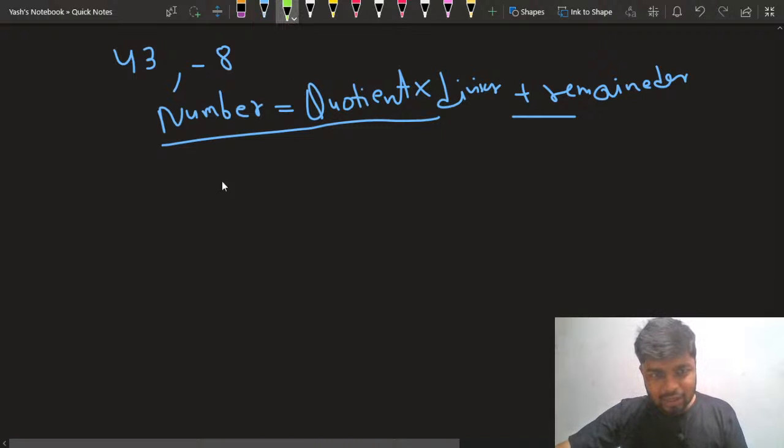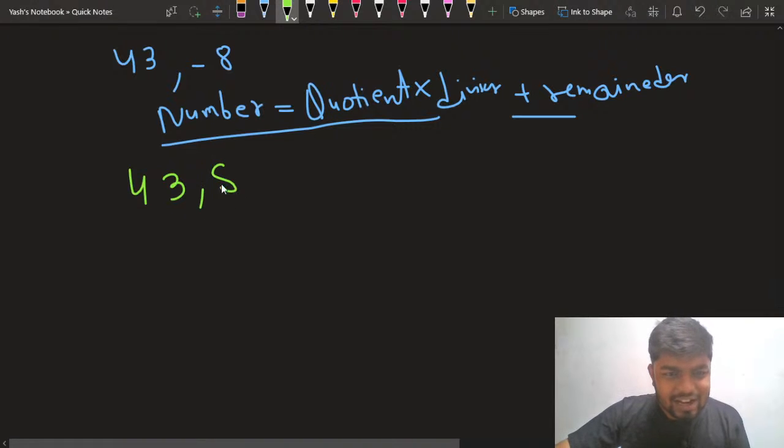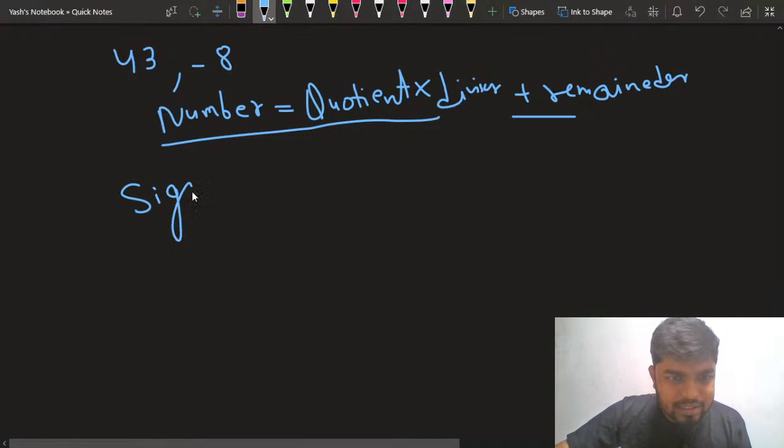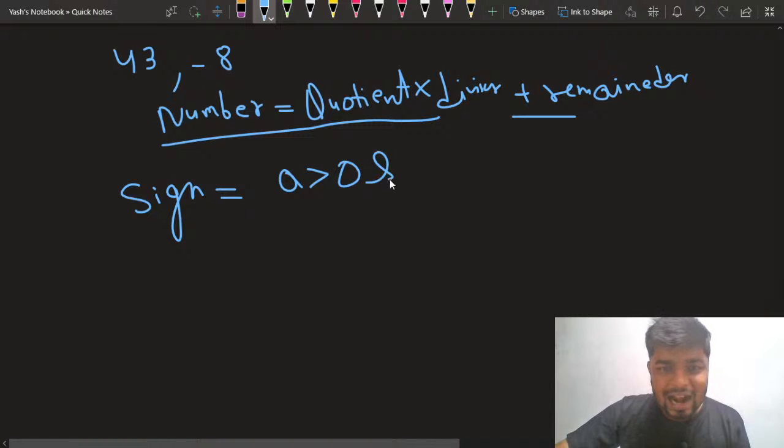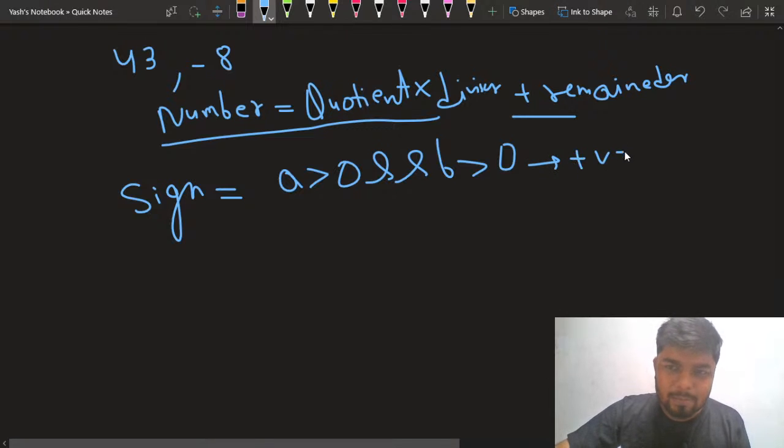Now let us say that you have 43 and you have 8. Does anyone have any idea how we can do this? First things first, you can take the sign. What will be the sign? If a is positive and b is also positive, in that case my final sign will be positive.